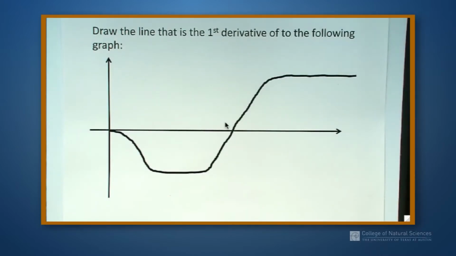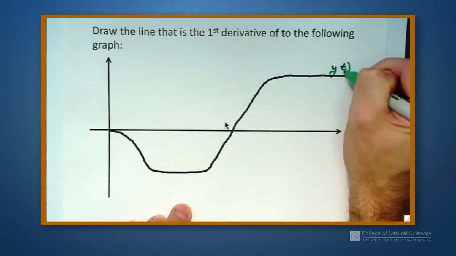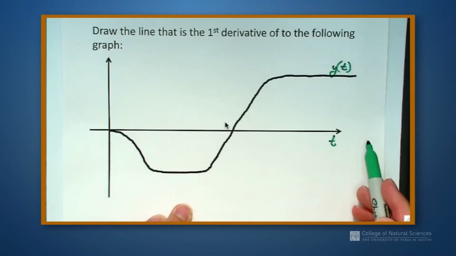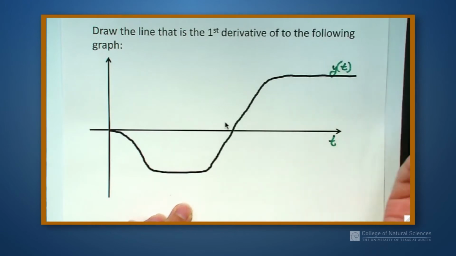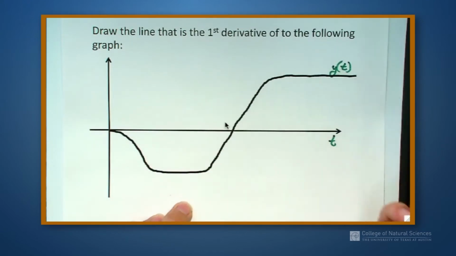So this problem is a two-part problem. First part is to draw the first derivative of this graph. I'm given a function. Say this is my y of t. This is my time axis. This is some, say, position graph. And it's going to tell me what the position of an object is at any given moment.